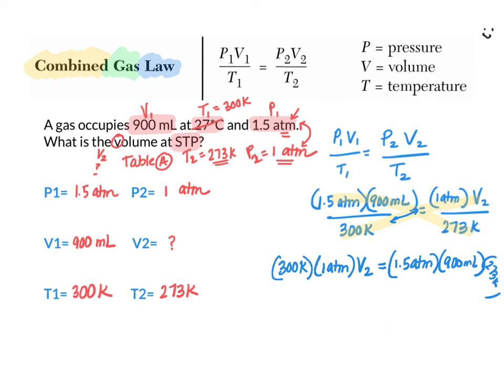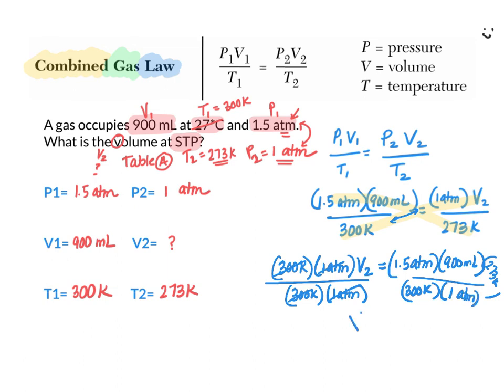Now I'm going to get rid of everything that's being multiplied by the V2, which is my variable. So I'm gonna divide by 300 and also divide by 1 ATM, which I know is not gonna do much, but I'm writing it just to make sure that we know everything will cancel out. But I gotta do the same thing on the other side to keep my equality, and that is gonna be divide by 300, divide by 1 ATM, right?